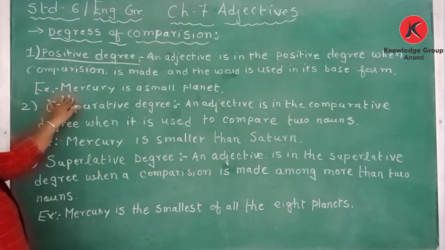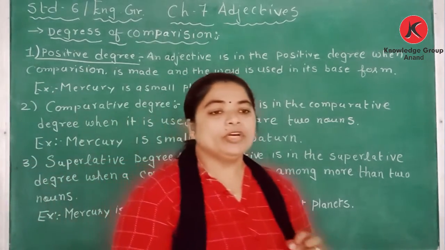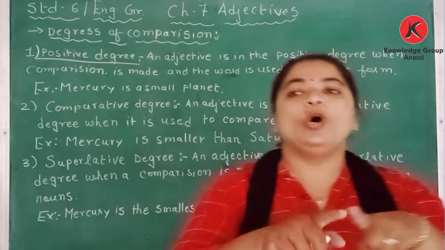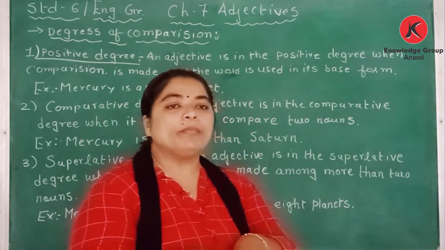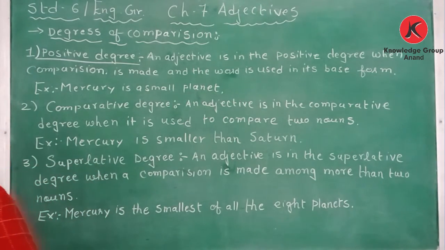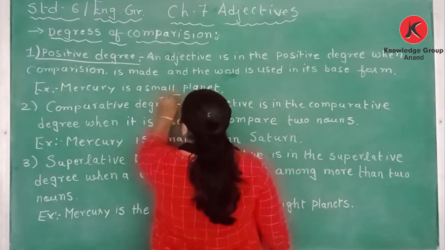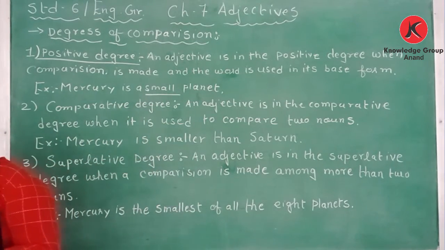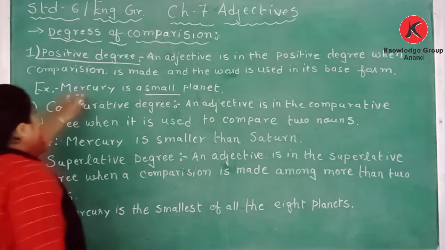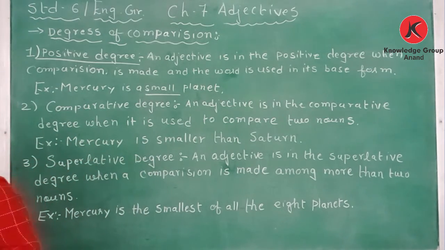So the first example is: Mercury is a small planet. Among these we have made a comparison with the planet Mercury, among all the planets. Now we are making a comparison, but in its base form. And what is the base form? The word small is in base form. So among all the planets, Mercury is a small planet.